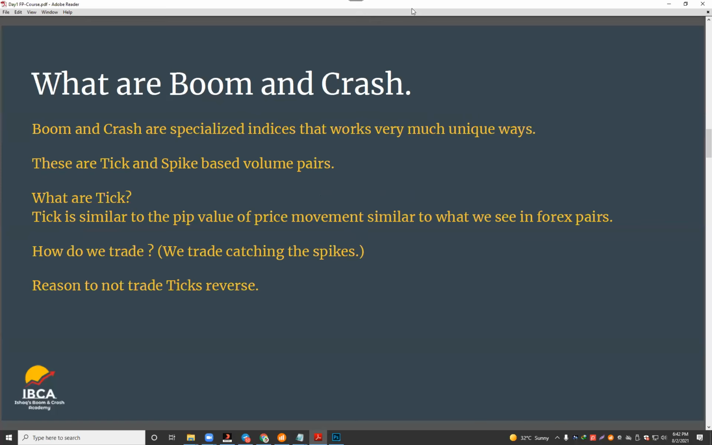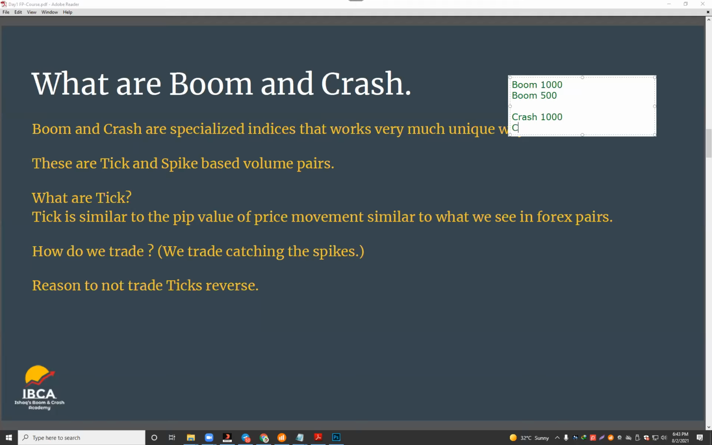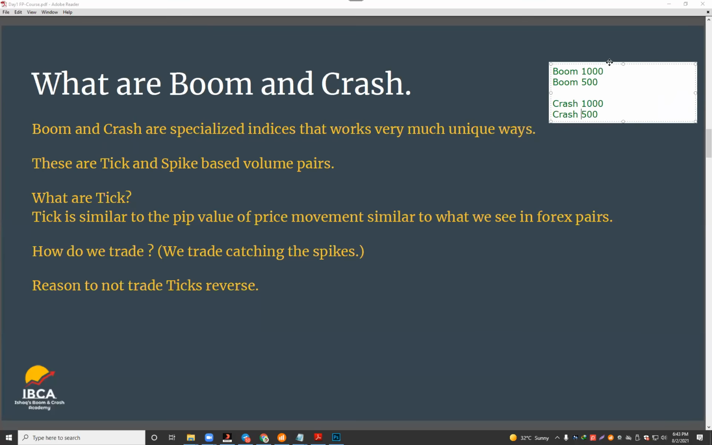Boom has two pairs: Boom 1000 and Boom 500. Crash also has two: Crash 1000 and Crash 500. So how many pairs will we trade? These four pairs we will trade: Boom 1000, Boom 500, Crash 1000, Crash 500.